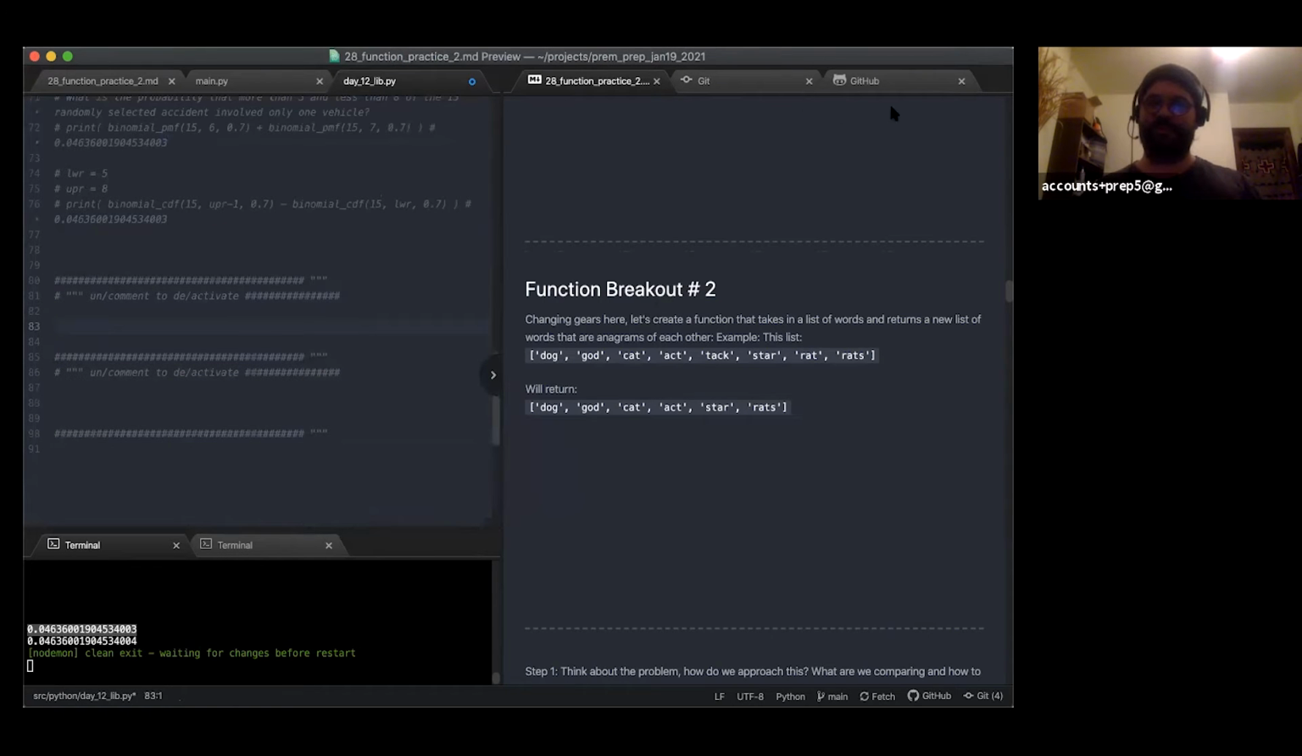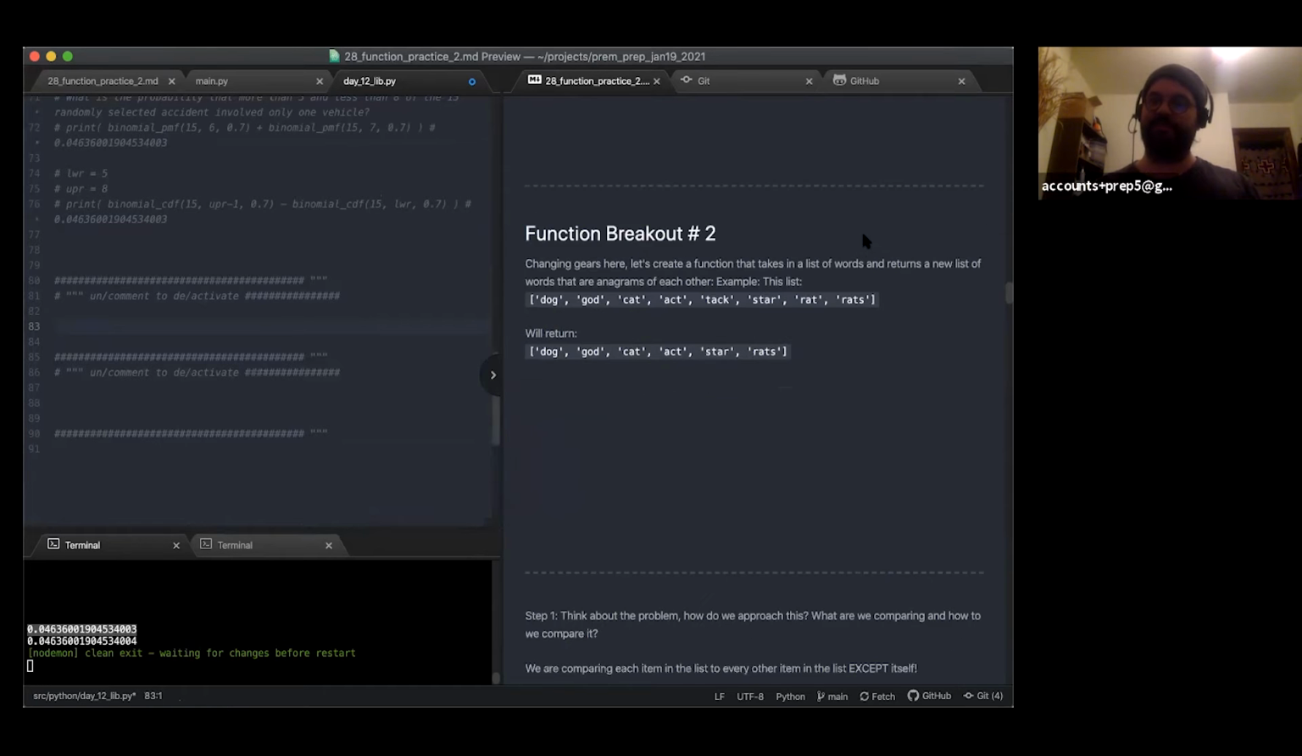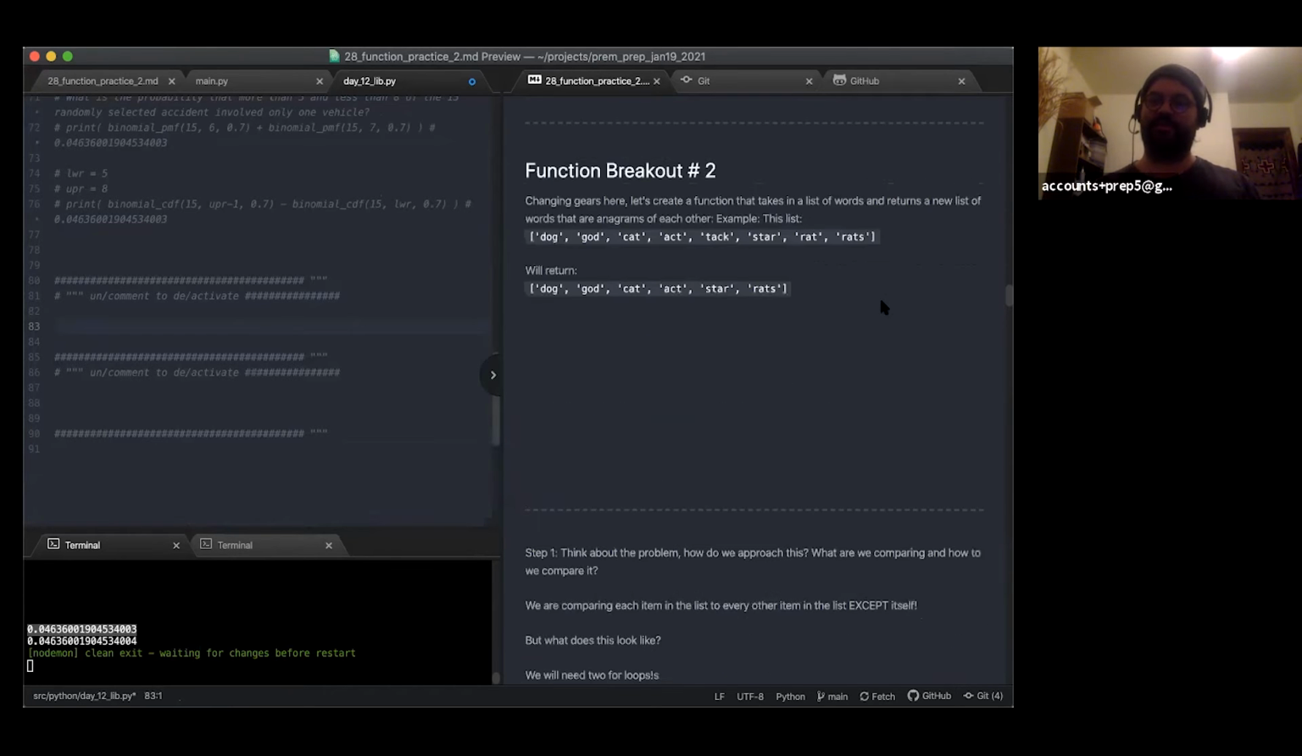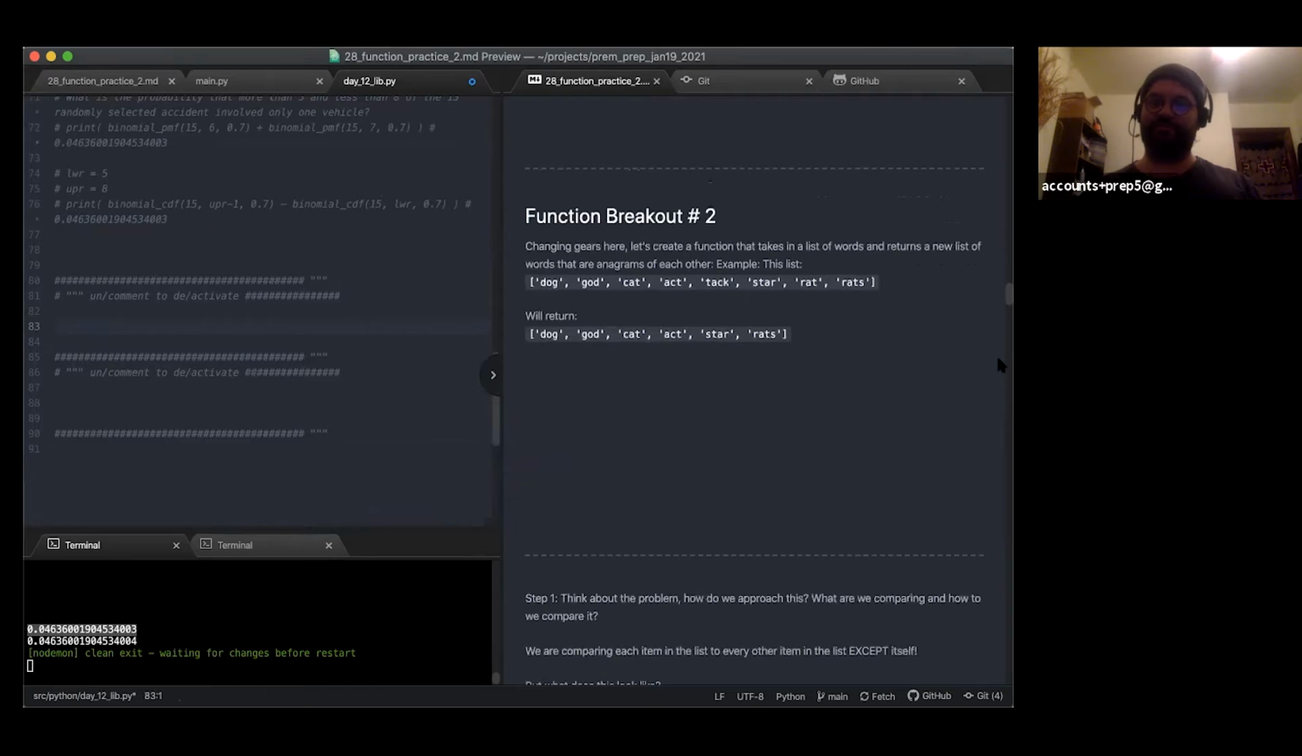All right, so here's our second breakout. I like this problem. This used to be part of our old, long ago, technical interview. The technical interview has changed quite a bit, but it's a fun problem.